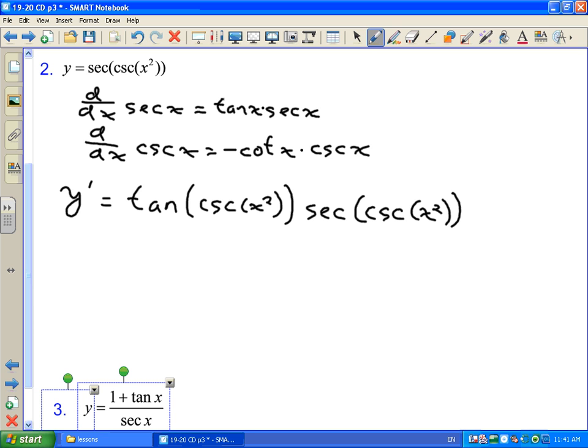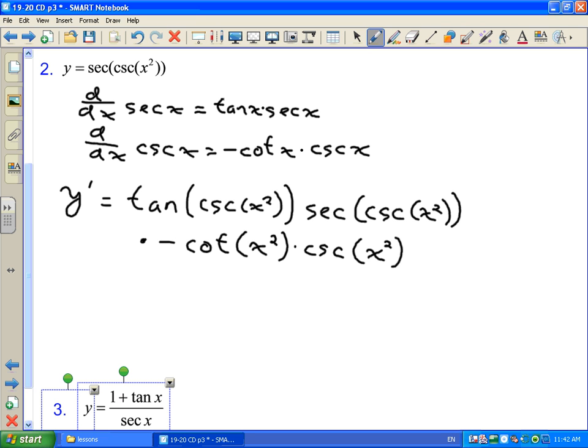Okay. So we've done the derivative of that outermost function, secant, making sure that our argument of tan x secant x is the same as the argument of the secant. This in turn gets multiplied by the derivative of cosecant x squared. So the derivative of cosecant is negative cotangent x cosecant x. So we need cotangent x squared times cosecant x squared, because that original cosecant had x squared as its argument.